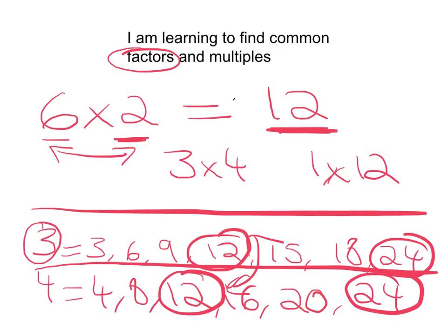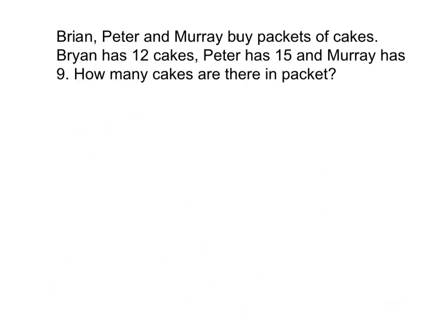So let's have a look at some. Bryan, Peter and Murray buy packets of cakes. Bryan has 12 cakes, Peter has 15, and Murray has 9. How many cakes are in the packet? In this question, please assume that there's more than one cake per packet.